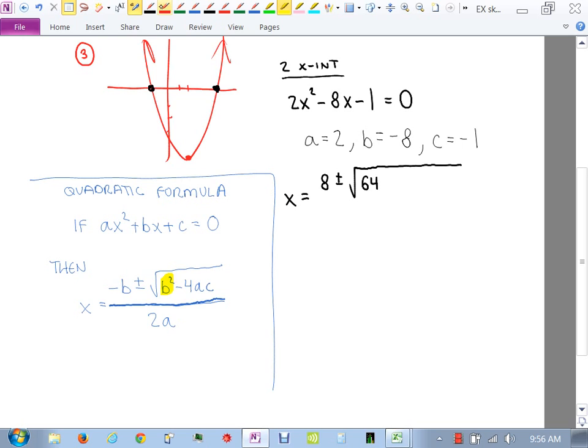All right, now continue with the formula. Minus 4 times, what's A? 2 times C, which is negative 1. All of this divided by 2 times 2, which equals 8 plus or minus square root of 64 plus 8 or minus 8? Plus 8, which is 72.